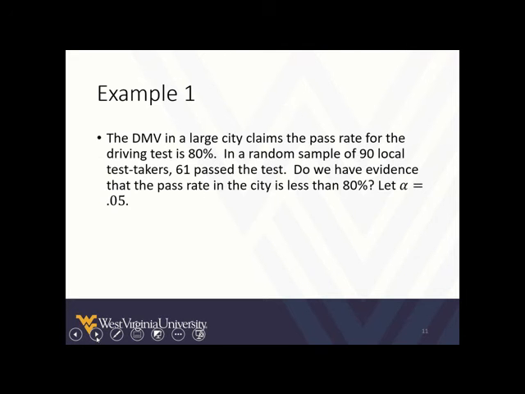So at this point, I think we're in a position where we can go ahead and do an example. The DMV in a large city claims that the pass rate for the driving test is 80%. In a random sample of 90 local test takers, 61 passed the test. Do we have the evidence that the pass rate in this city is less than 80%? And we'll let alpha equal 0.05.